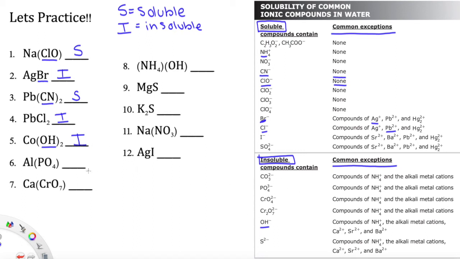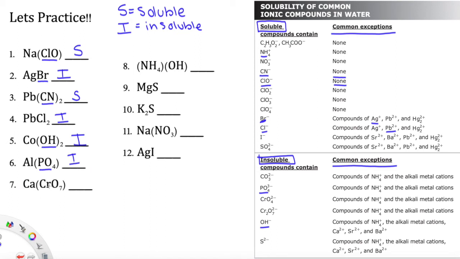Okay. The next compound, number 6, is aluminum phosphate. Aluminum's going to have our positive charge. That's our metal. Phosphate's going to have a negative charge. So we're going to come up here. We're going to work our way down looking for phosphate. And here's phosphate right here. And it's in a compound with aluminum. And it says that the only exceptions are the ammonium ion or an alkali earth metal cation, and aluminum is a group 3 metal, so that is going to be insoluble because it does not meet any of those exceptions.